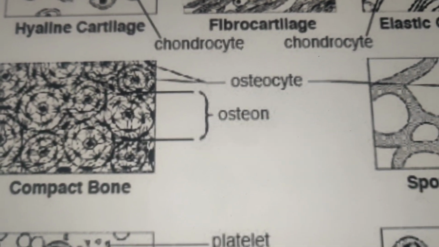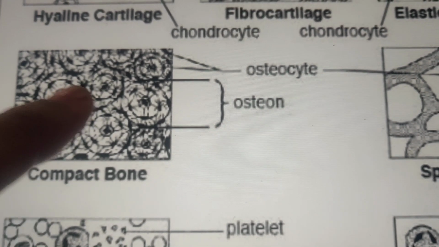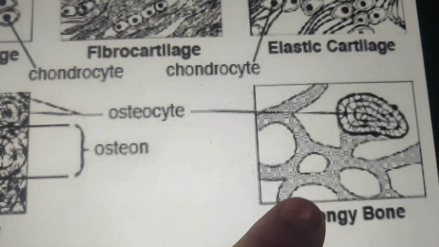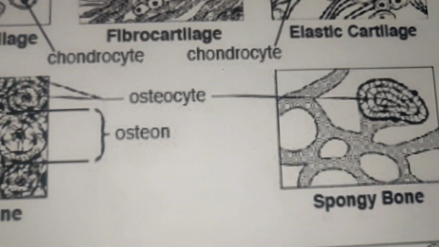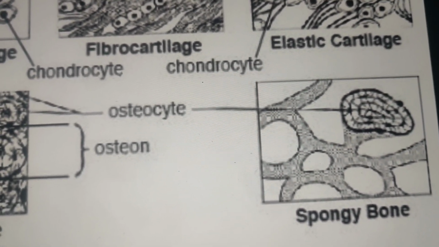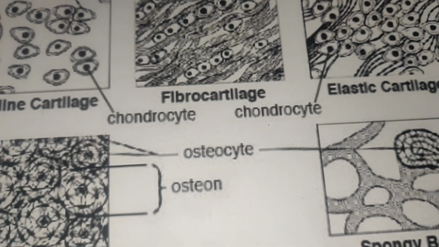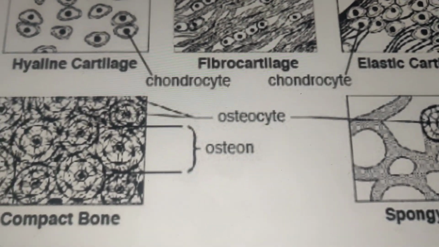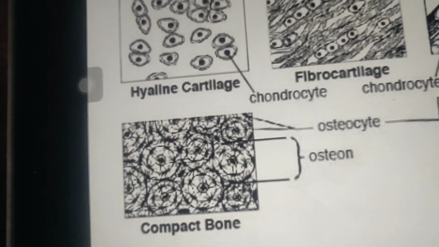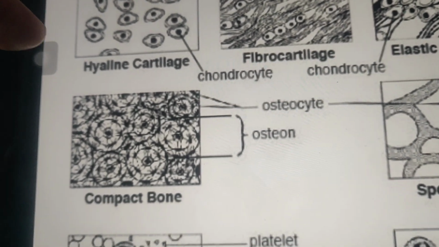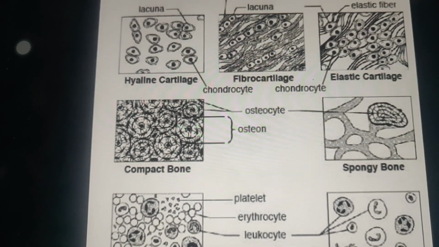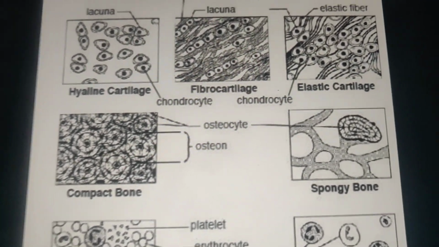Compact bone is solid and dense in appearance, whereas spongy bone is like a honeycomb. So it is spongy in appearance. Bone contains the osteocytes and osteons. We already know what these are helpful for: they bring strength to the bones and are helpful for supporting our body.